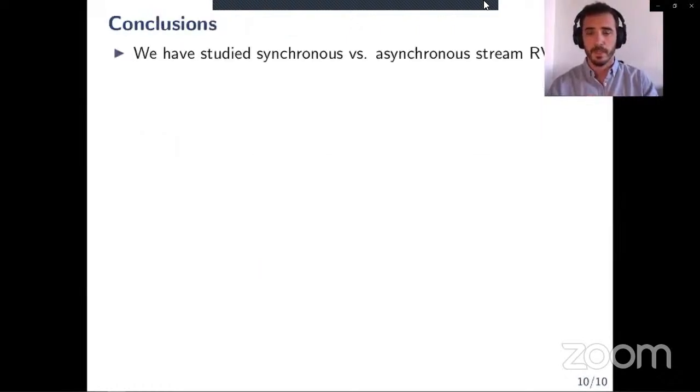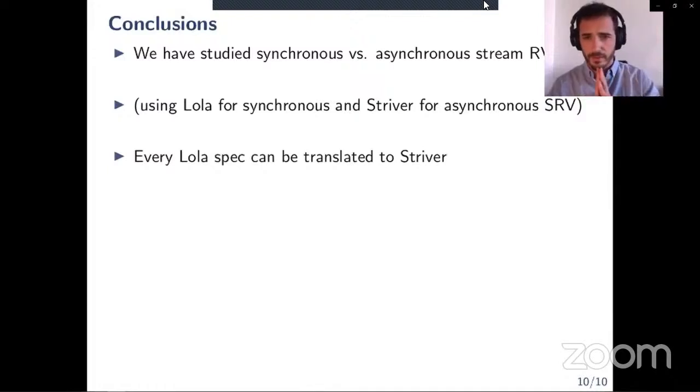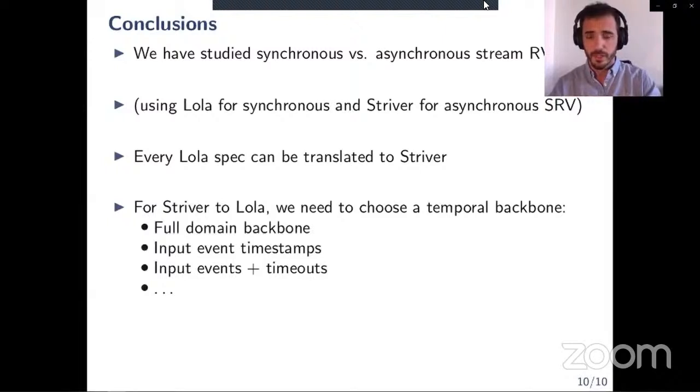So, in summary, what we have done is studying synchronous and asynchronous stream runtime verification. We have shown that their expressivity are the same, in particular using the language Lola for synchronous stream runtime verification and Striver for asynchronous stream runtime verification. We show that every Lola specification can be translated to Striver, and we have shown that to translate from Striver to Lola, we need to choose a temporal backbone.